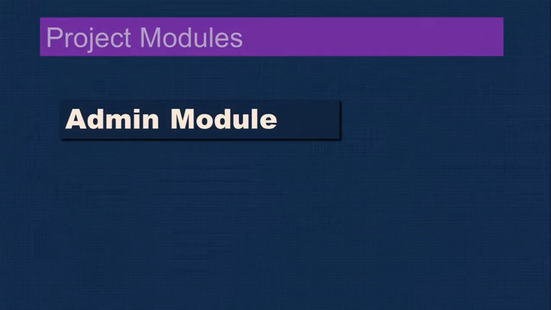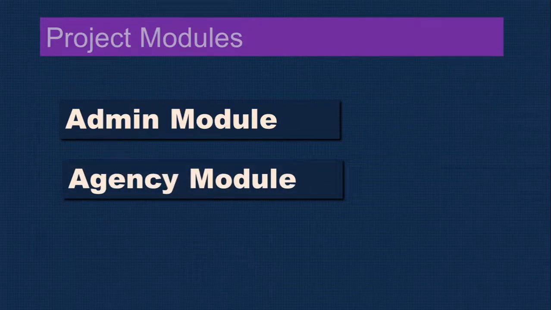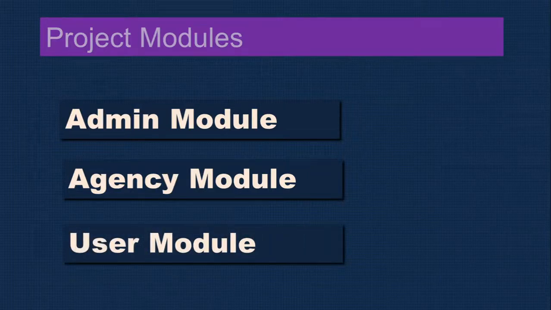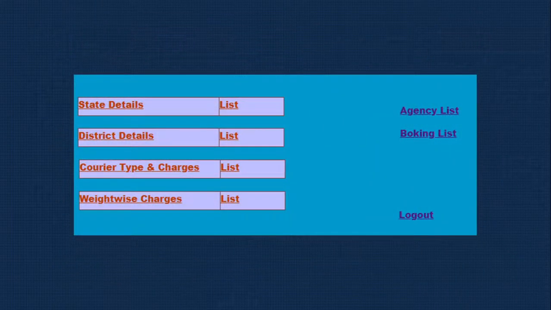First, the admin module, to manage all the basic activities. Then the agency module, which, as we discussed already, may be a branch or a franchisee. And the user module. User is nothing but the customer. So what can the customer do? First, let us understand what the admin can do.